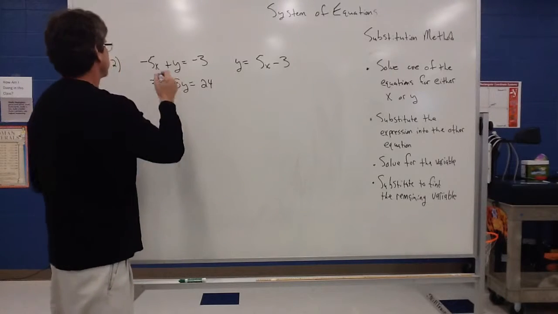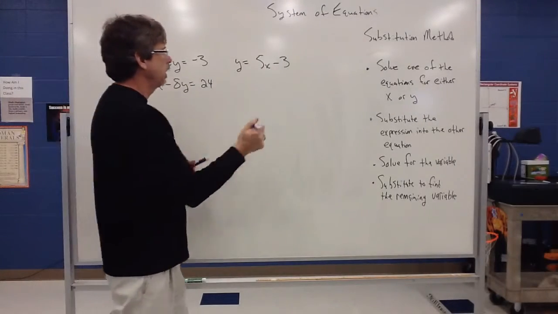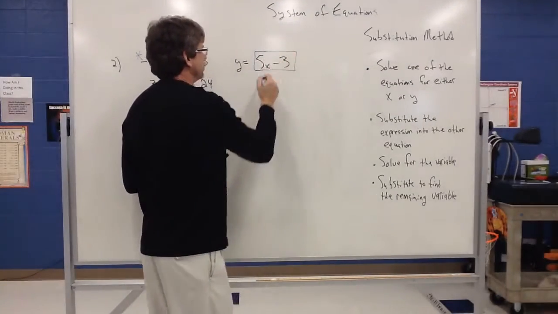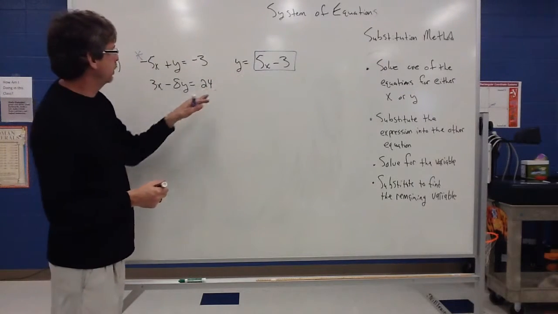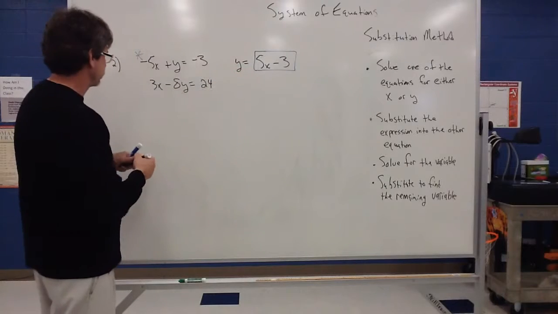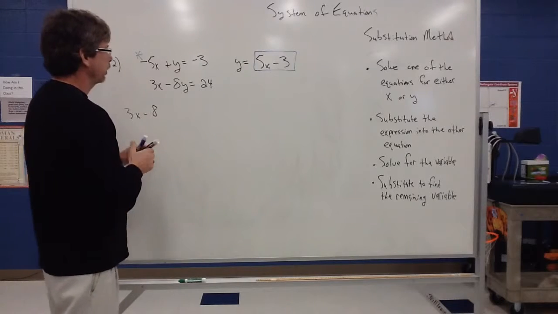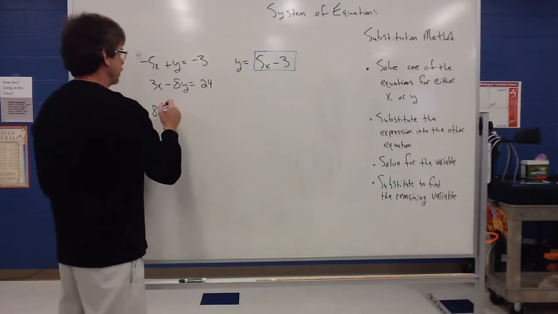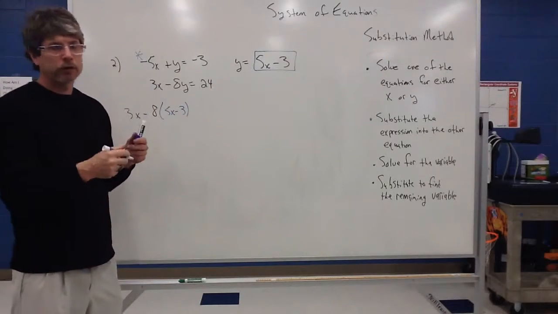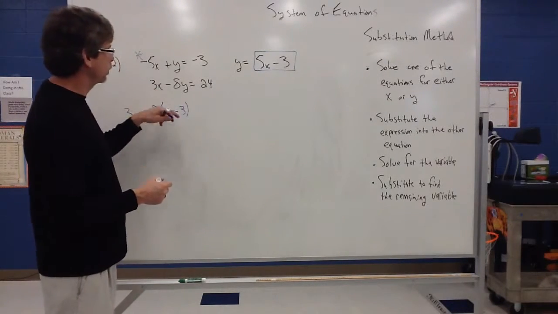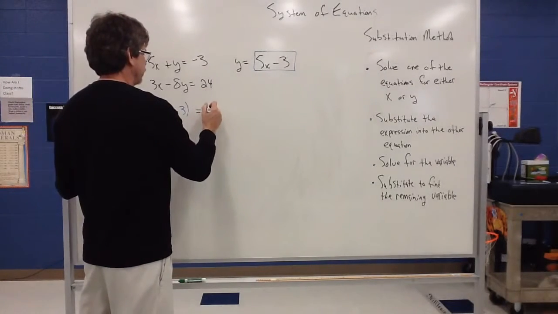So this is the one I solved for, which means this here has to substitute into the other equation. So I have to now use the second equation, and y is equal to this, so I'm going to replace that y with that expression. So I have 3x minus 8, and then I'm going to replace that y with 5x minus 3. Notice again, parentheses are very important to show multiplication because of that distributive property going on. And that's going to equal then 24.